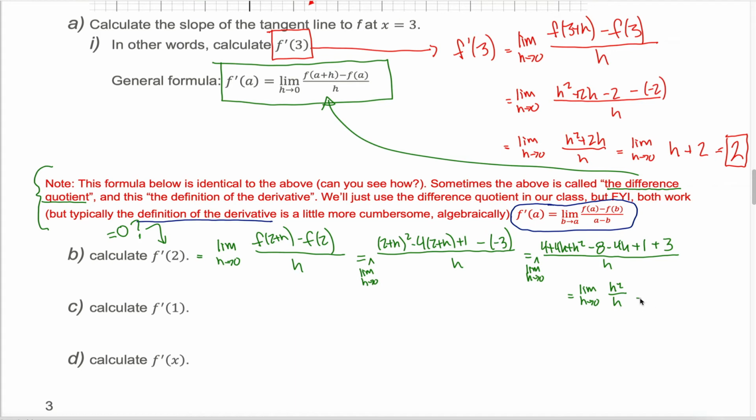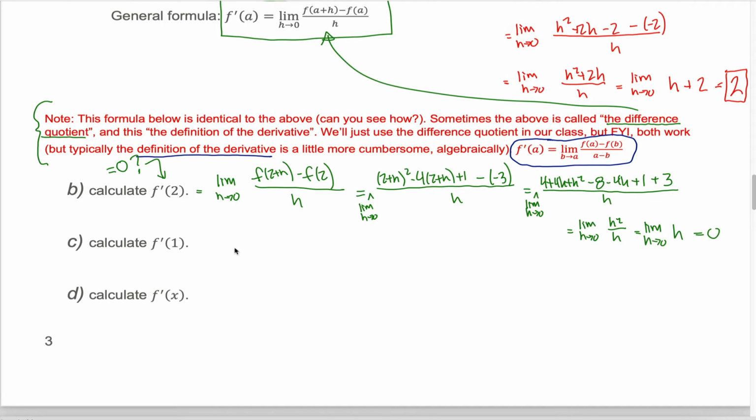I cancel one of these h's with one of these h's, and I get that my answer is the limit as h approaches 0 of h. Change all my h's into zeros. I get 0 as my answer, exactly what we thought it was going to be. If you want more practice with this, you can calculate f prime of 1 on your own.